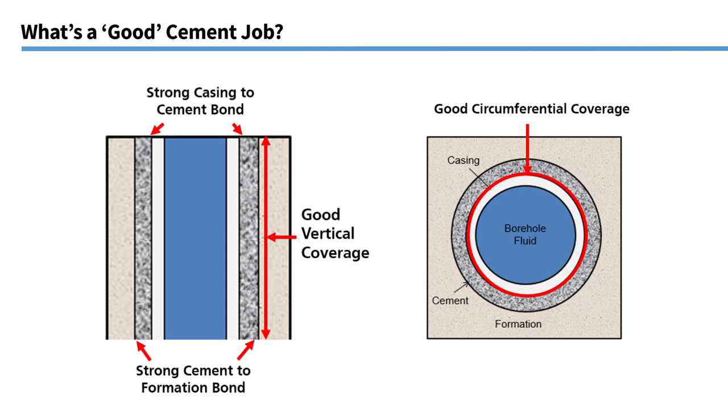So to have a good cement job, we need to have good bonding between the outside of the pipe and the cement in the annulus here. But we also need to have a good bond between the cement sheath and the formation wall. We need to have good vertical coverage, so we'll see that bond continuously over a certain interval. We also need that bond to have good circumferential coverage, so we want to see that bonding between pipe and cement all the way around the casing.